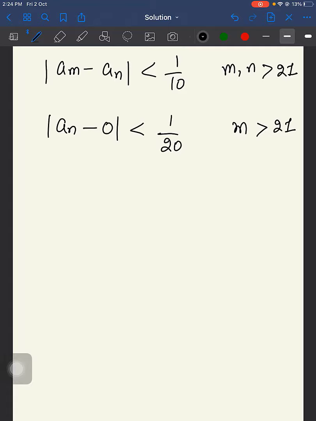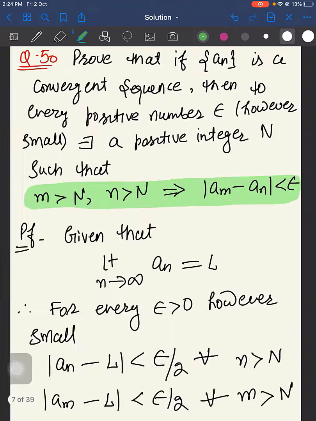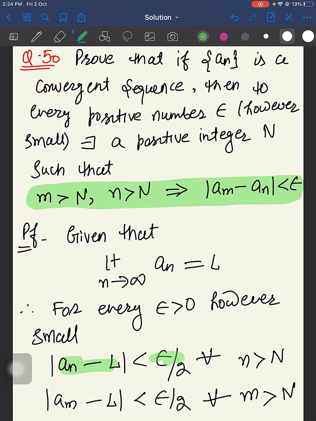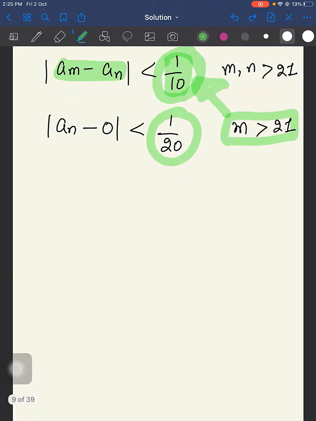The point I want to make is, if you want to make the difference of these two less than 1 by 10, think of it as an epsilon, so this is your epsilon by 2. You always make a cutoff for epsilon by 2, and this will work for the epsilon over here. Why? Because if we make this difference less than epsilon by 2, then the difference of Am and An can be made less than epsilon, since it is the sum of epsilon by 2 and epsilon by 2. So that's what I wanted to prove.